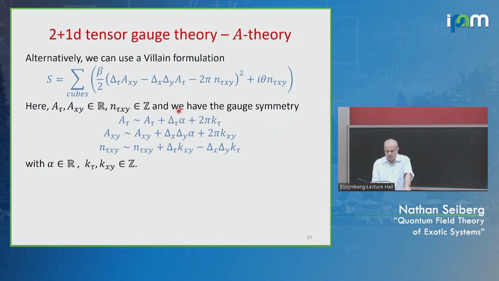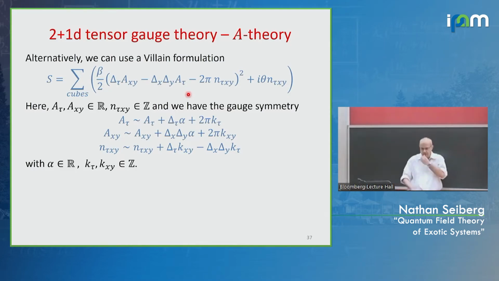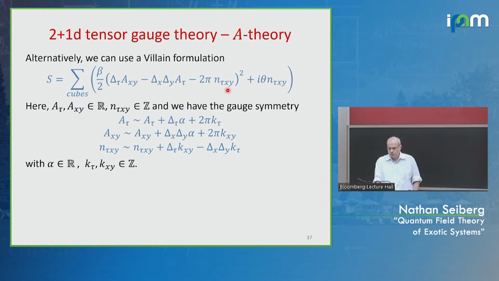So this is the electric field, except that we would like the gauge group to be U1 rather than R. We would like to have this periodicity, and we do that by adding another gauge field, an integer valued gauge field, n tau xy. Since we are in 2 plus 1 dimension, we don't even need the indices, but I included them so that it's clear how they transform under various rotations and stuff.